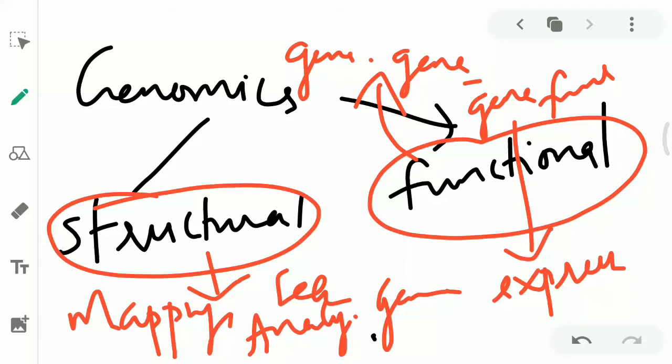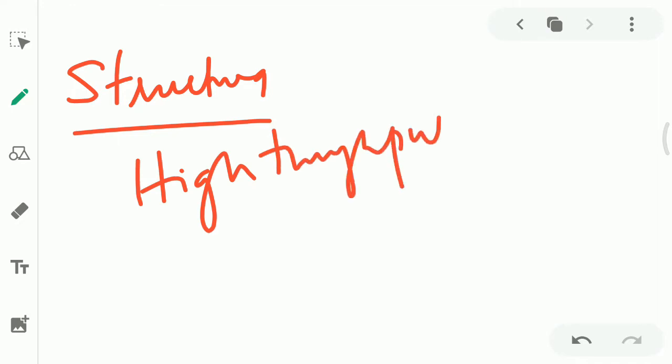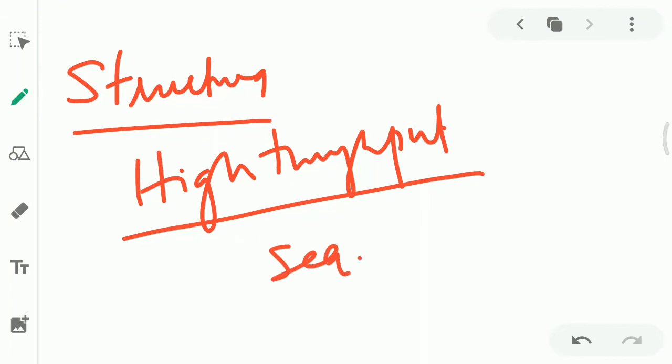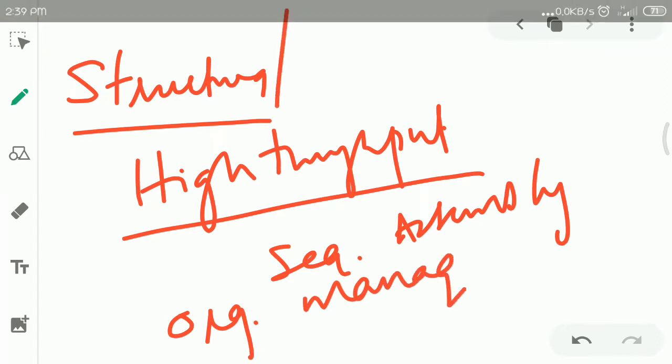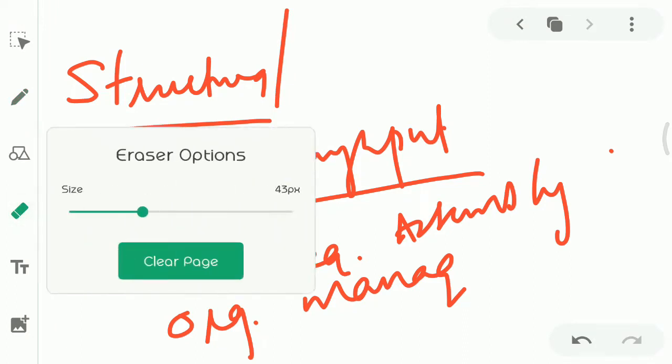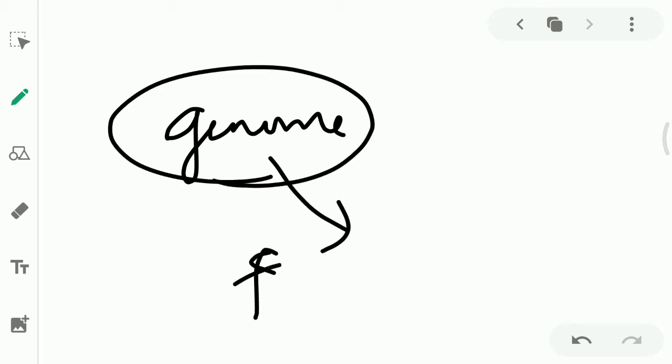See, here in your textbook it is given: structural genomics is high throughput DNA sequencing followed by assembly, organization and management of DNA sequence. That means high throughput means extensive study of sequencing and assembling the sequence, and thereby organizing and managing them, all together comes under structural genomics. Whereas according to your textbook, functional genomics is the reconstruction of genome to determine the function of genes. Here we reconstruct the genome, we study the genome, and we make it in order to study the function of genes.